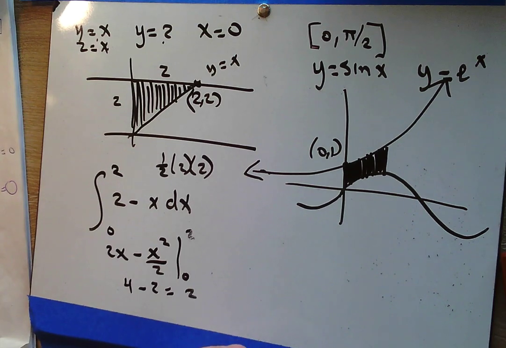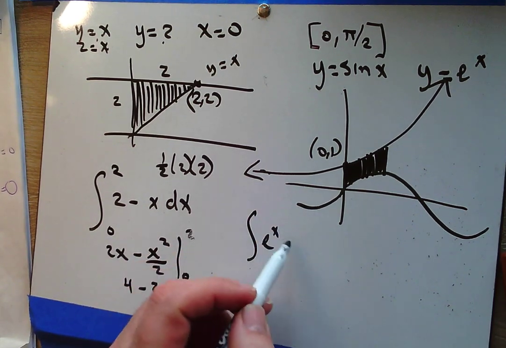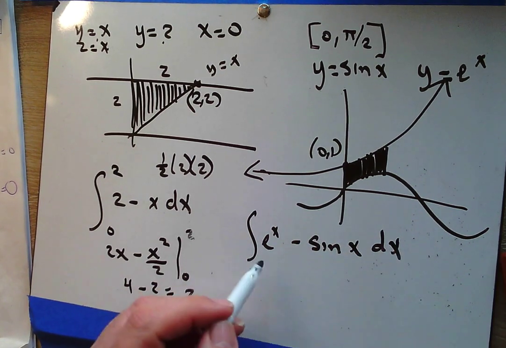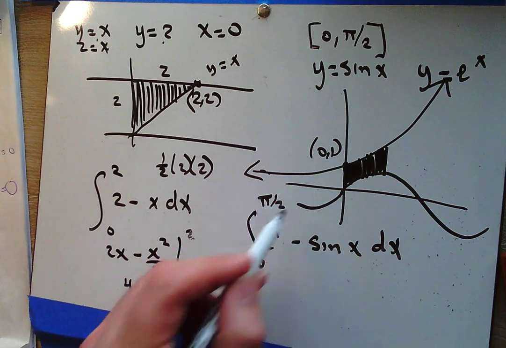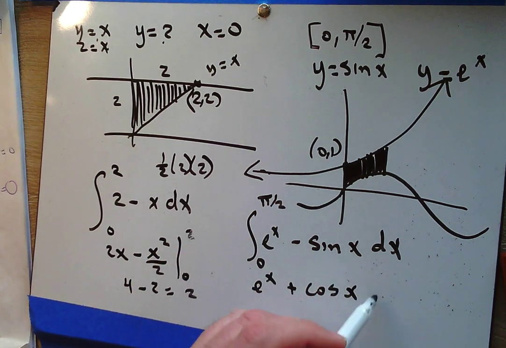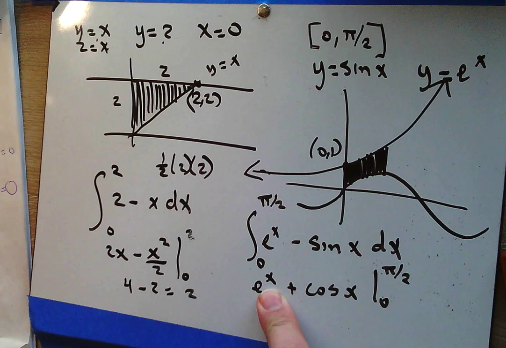And I like top minus bottom for this. The integral of e to the x minus sine x dx from 0 to pi over 2. Well, that's e to the x plus cosine x from 0 to pi over 2. Don't forget to plug the 0 in, because e to the 0 is 1, and a lot of times people forget to plug the 0 in.